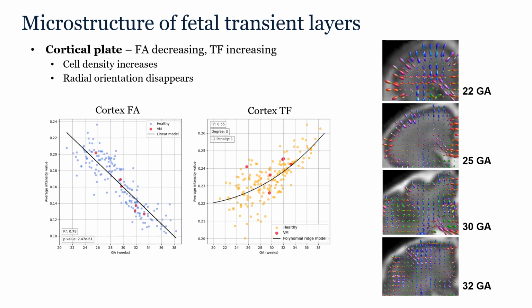And finally, let's have a closer look at fractional anisotropy and tissue fraction in cortex. They show opposite trends. While cell density, as measured by tissue fraction, is increasing, the FA is decreasing. And this can be explained by loss of radial orientation of the fibers in the cortex. You can see it here. We can see the fiber direction being nicely perpendicular to cortical surface in young fetuses, but as the development progresses, this feature disappears. And indeed, in adults, there is no directionality in cortical plate.